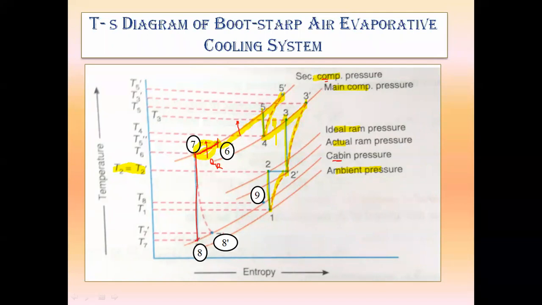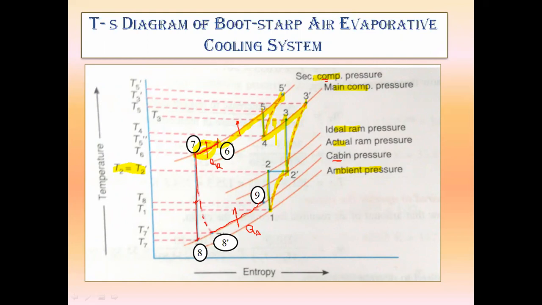So this will be the isentropic expansion process, but this is the ideal process. Actually, that process will be the polytropic expansion, up to point number 8 dash. And the 8 to 9 process will occur inside of the aeroplane cabin. So here a constant pressure heat absorption process will take place inside of the aeroplane cabin.